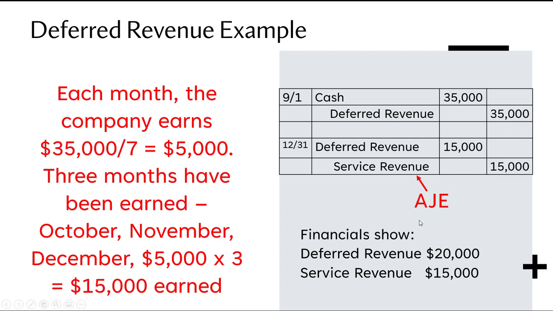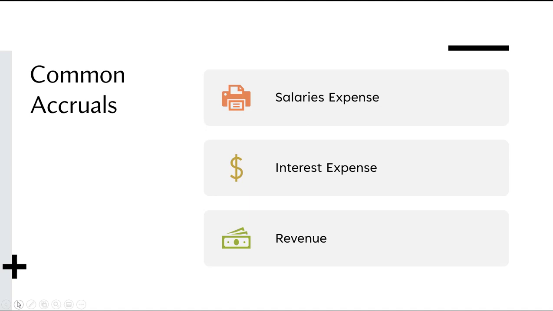So at the end of the year, what do we end up with? Well, we had deferred revenue of $35,000. We debited that liability because remember, liabilities have a credit balance, and we debited the liability to reduce it. And our new liability that goes on our balance sheet is $20,000, and that is a current liability. Our revenue is $15,000. Okay, so those are our deferrals.